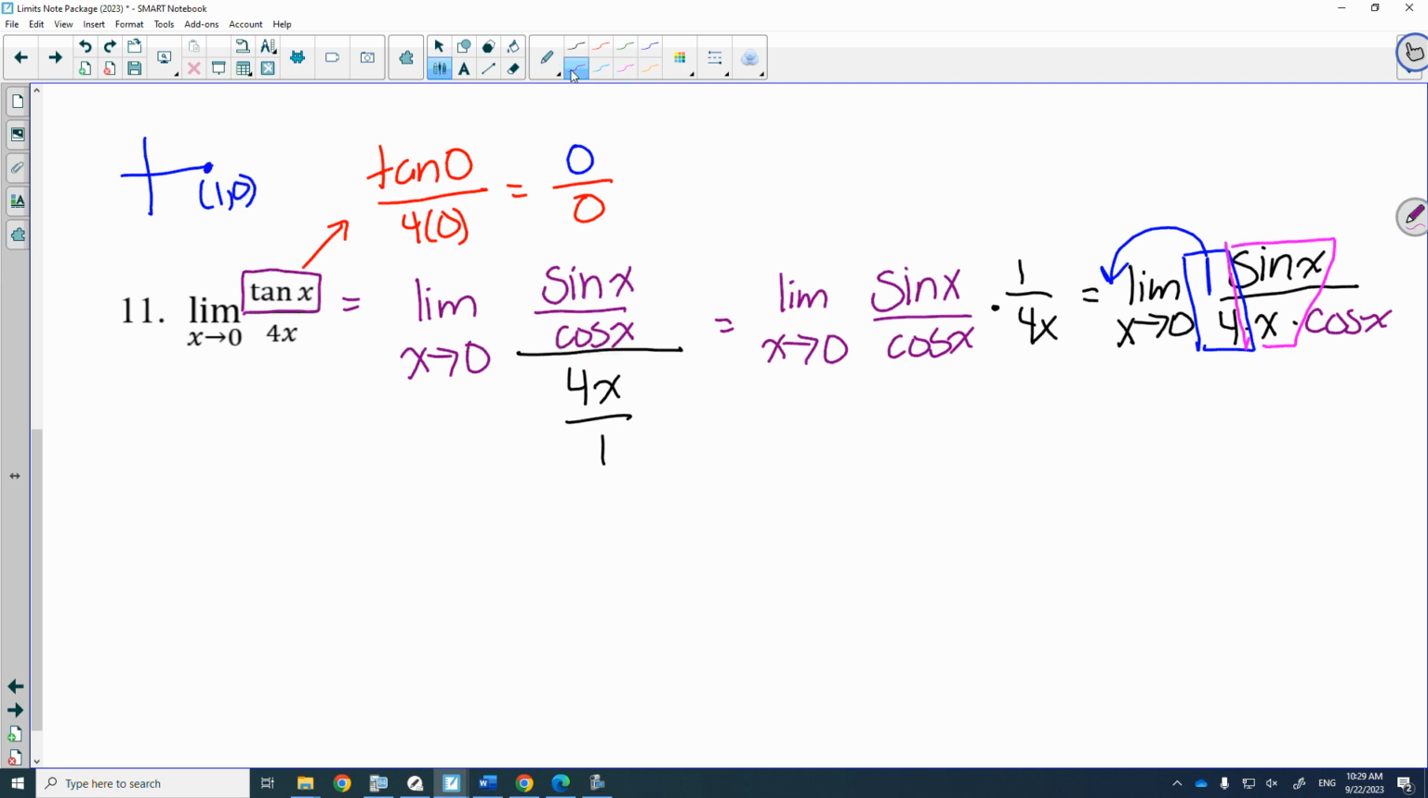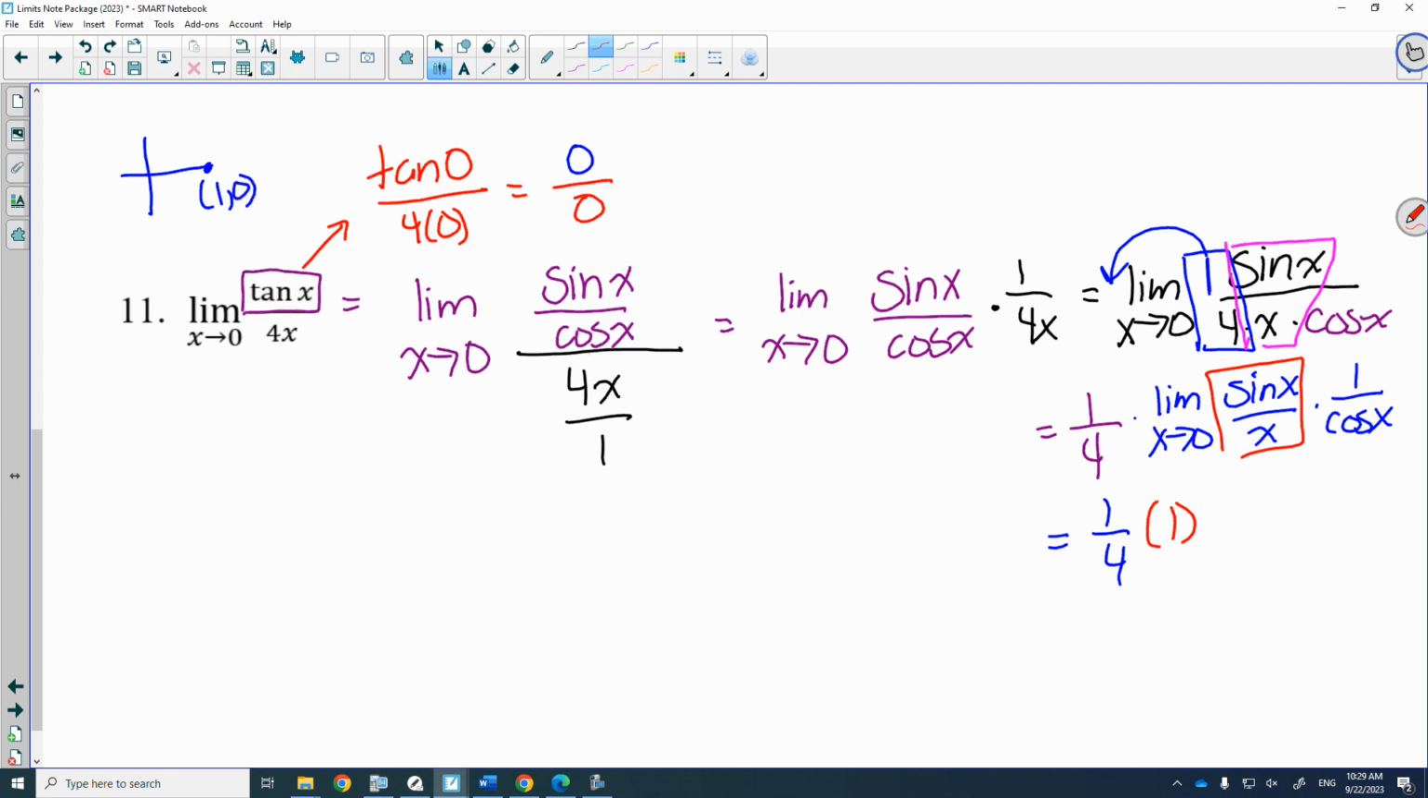So what would we have? We would have 1/4 times the limit as x approaches 0, sine of x over x times 1 over cos of x. That's equal to 1/4 times 1 times 1 over cosine of 0. Cosine of 0 is 1. So 1/4 times 1 times 1 is just 1 over 4 would be my answer.